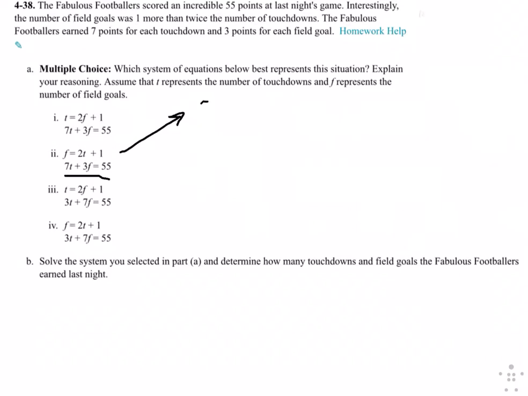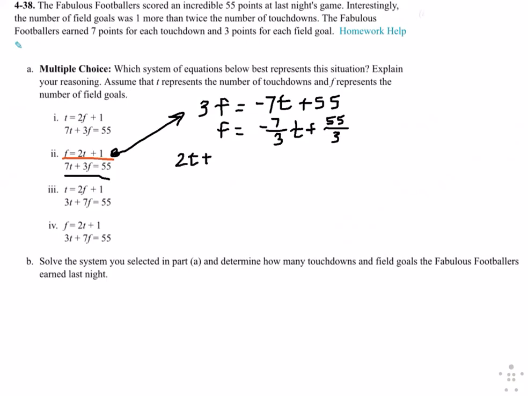So I have 3f equals negative 7t plus 55. And f equals negative 7/3 t plus 55 thirds. Not very nice, right? There's the second equation. And the first equation is this one, right? So now we can set them equal to each other. So now we know that this one, 2t plus 1, equals this one, negative 7/3 t plus 55 thirds.